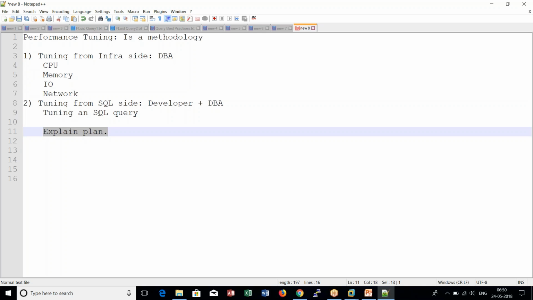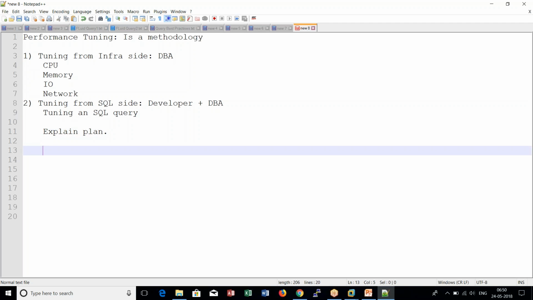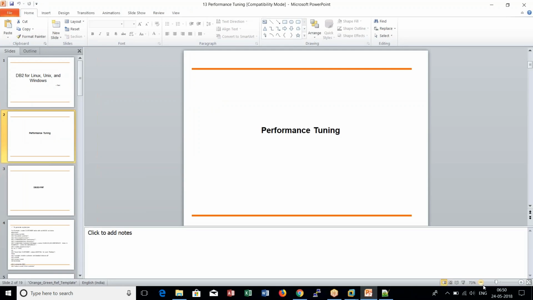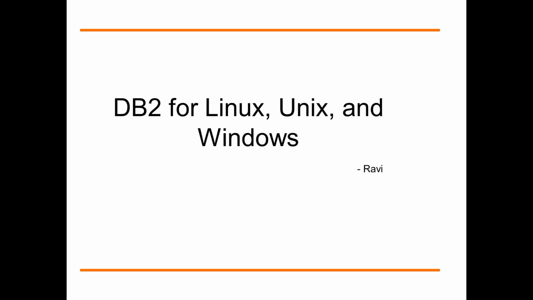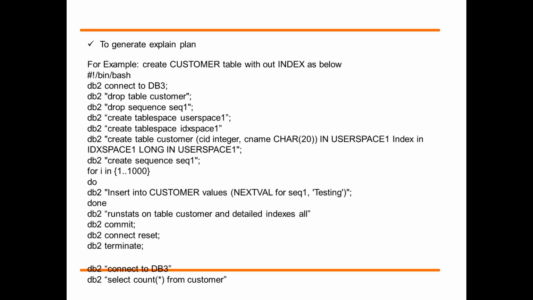Now, how do you get the explain plan of an SQL query in DB2? There are two ways. The first one is db2exfmt, DB2 explain format. Here are the steps to generate an explain plan.